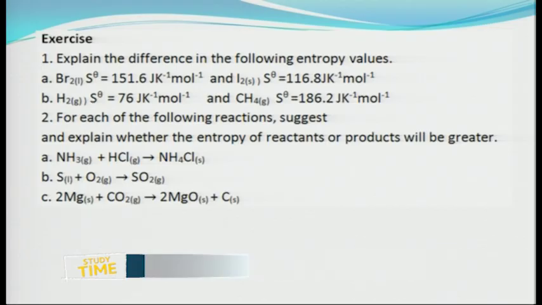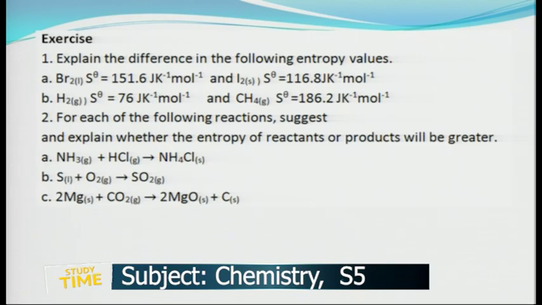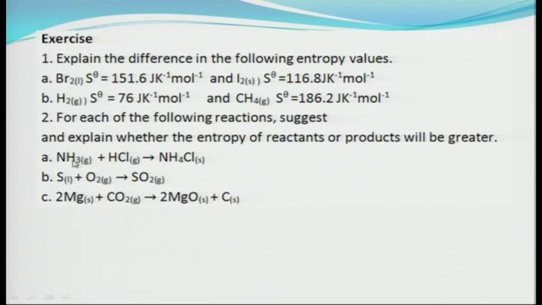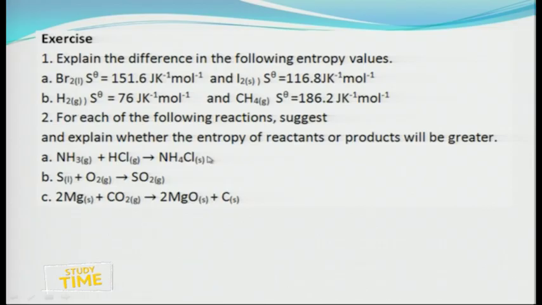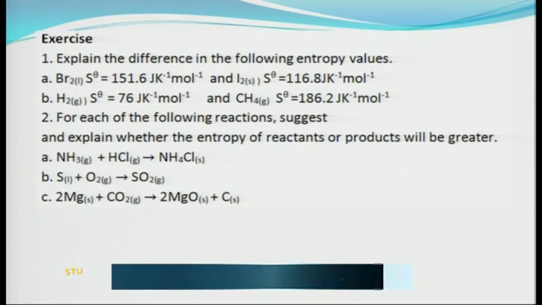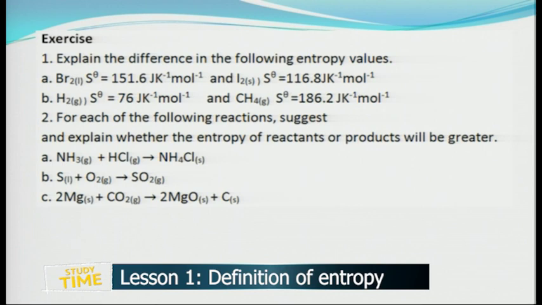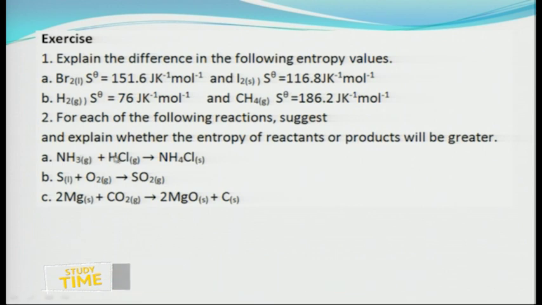Then for each of the following reactions, suggest and explain whether the entropy of reactants or products will be greater. Which one will be greater? So here we can compare ammonia gas, HCl gas, and this one solid. Obviously, here we are going to say that the entropy of reactants is higher than that of products. Why? Because if you look at the left-hand side of our equation, we have more gases.